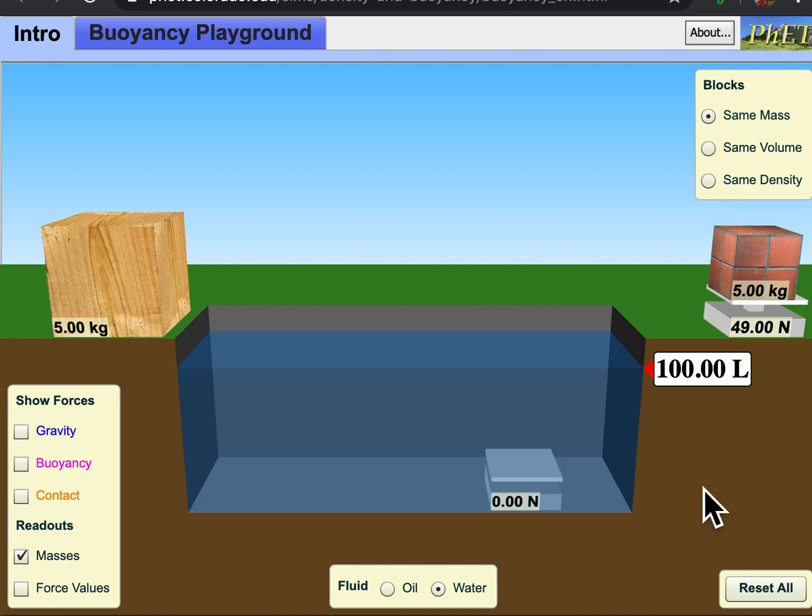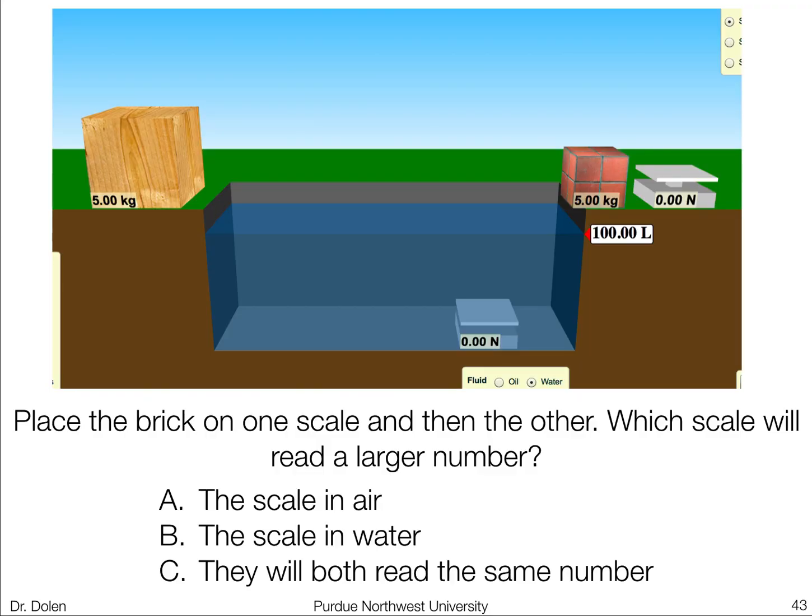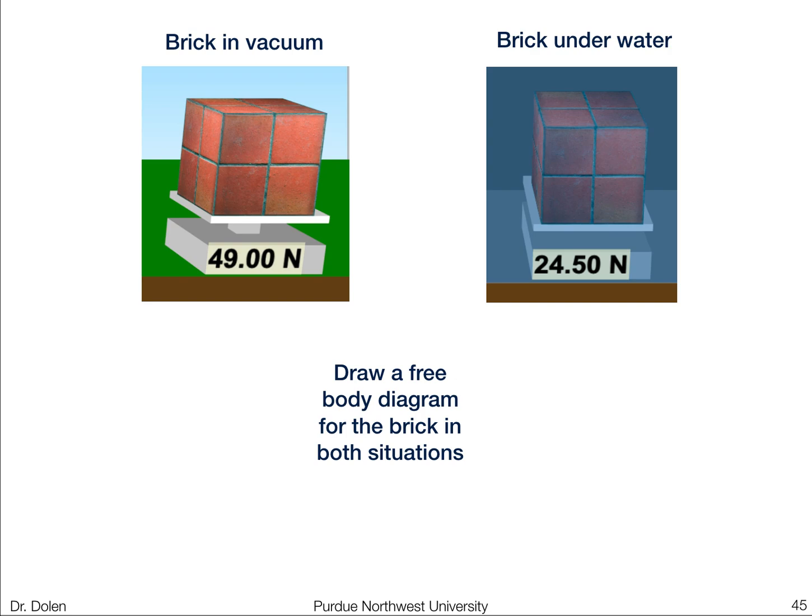Okay, so why is the scale reading something less when this brick is underwater, right? Does the brick weigh less underwater? What is happening here? So let's try to understand that. So, okay, the answer to this was the scale outside in the air read a larger number. Okay, so let's think about this a little bit more. The brick outside the water is reading 49 newtons. That's how much it weighs. The brick under the water, the scale is reading 24.5 newtons.